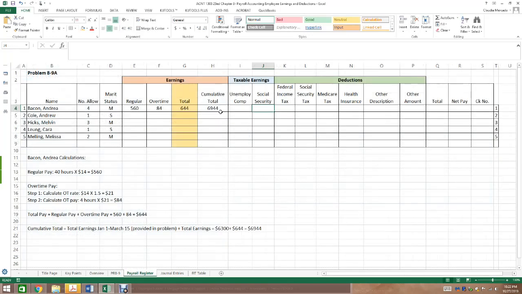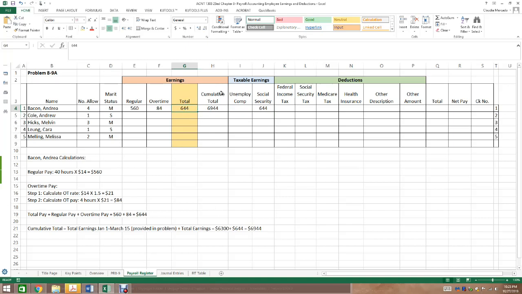So, has this employee earned $128,400? No, we haven't reached that limit yet. So what does that mean? That means that the entire $644 that we just earned this week, guess what? We're going to have to pay taxes on it. Okay? So what this does is that it identifies how much of that is taxable. How much of your total earnings is taxable?